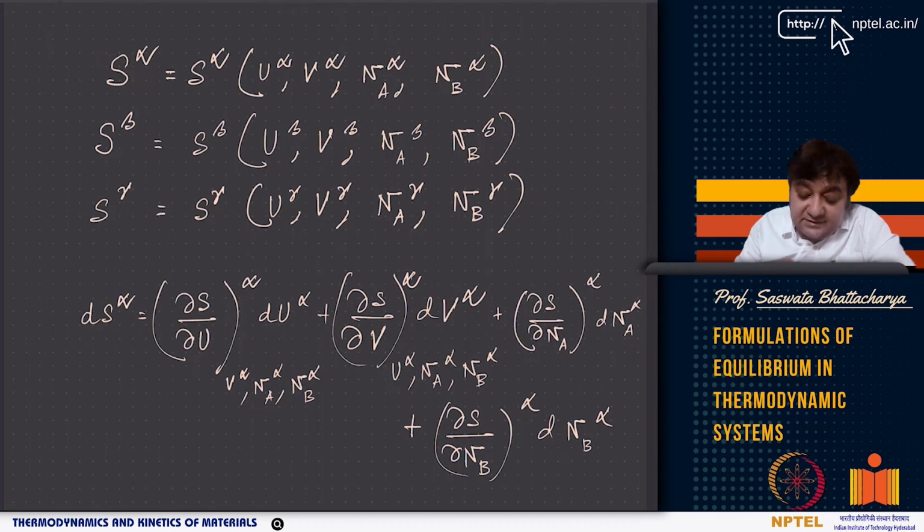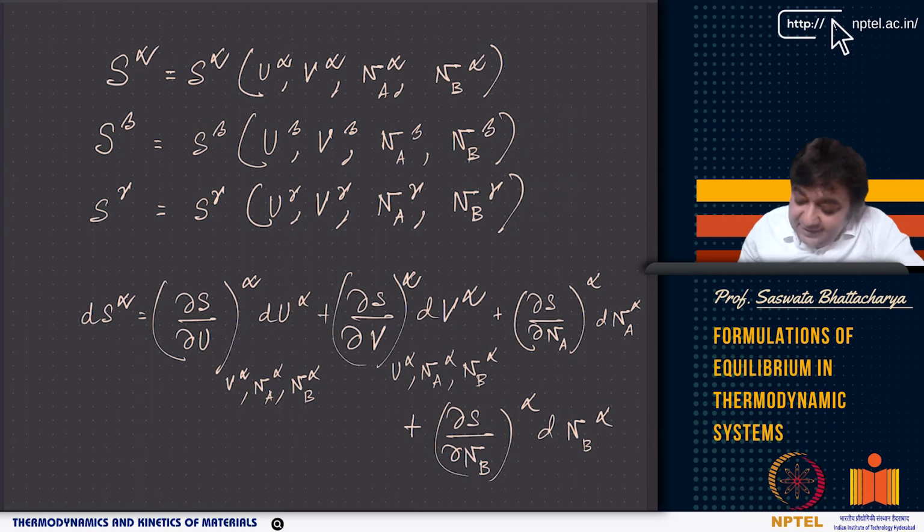Now, if we proceed the same way, we can now write S alpha. As you know in postulate 2, for each subsystem, the entropy of the subsystem is a function of the extensive variables in that subsystem. So S alpha is a function of U alpha, V alpha, Na alpha, and Nb alpha. Similarly, you can do it for S beta and S gamma, right?